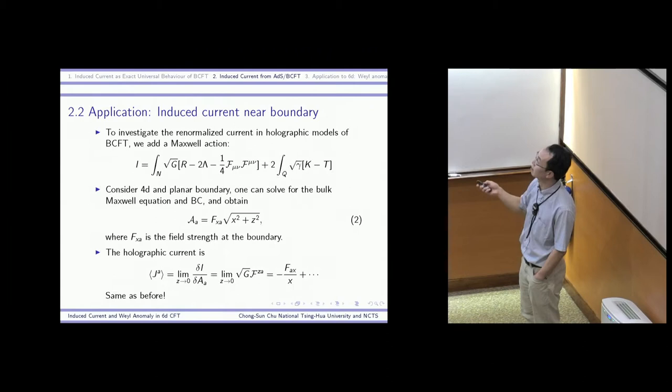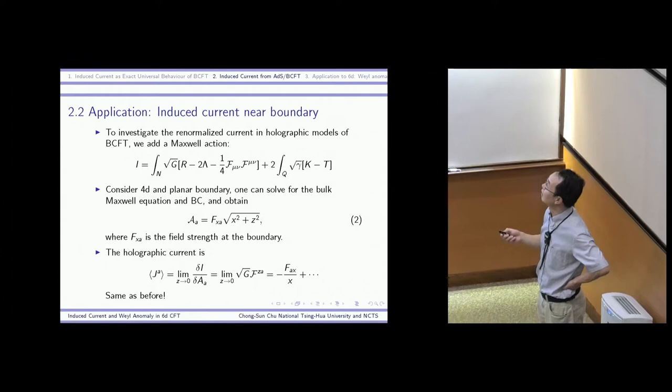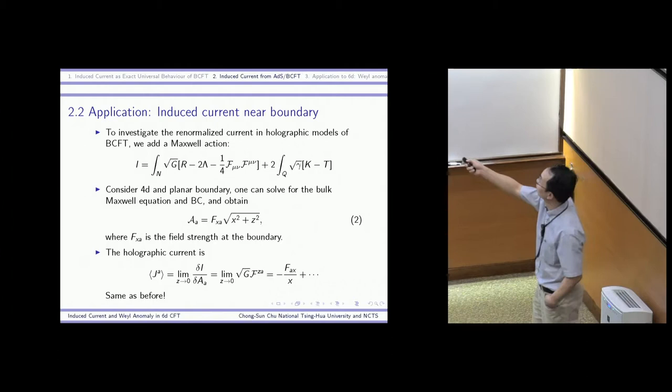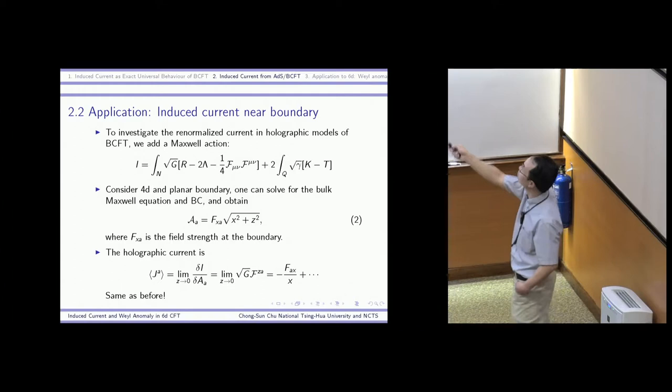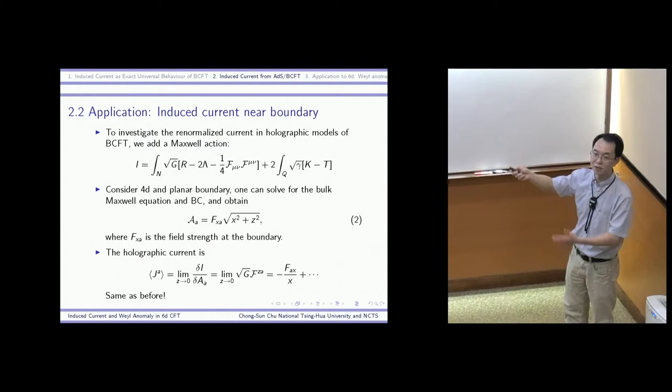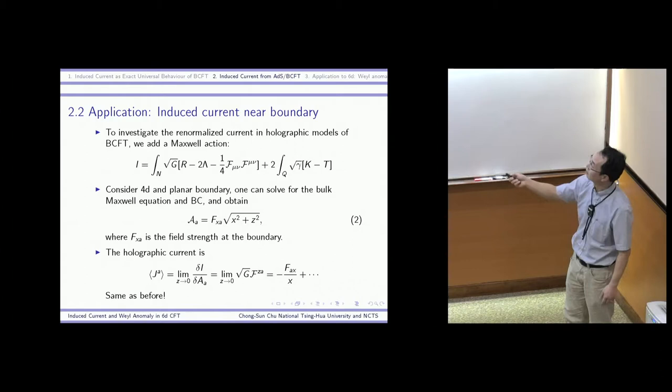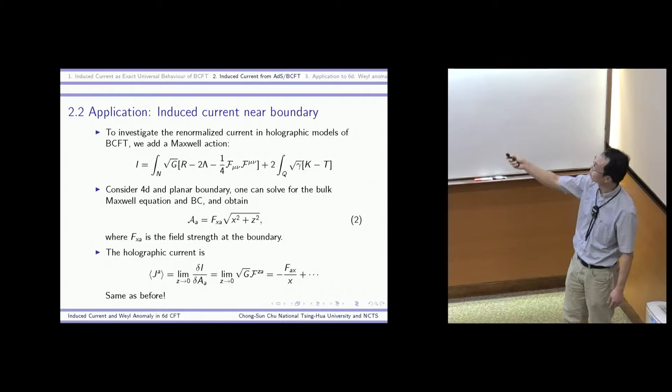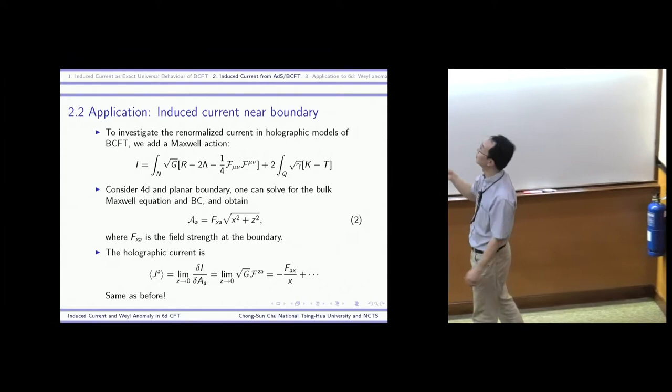So now we are ready. We can use that to look at the current. At the boundary, you turn on a background gauge field. In the bulk, we extend it, and for example, this is five dimensions, so we have a five-dimensional Maxwell term here. The idea is very simple. We just solve the Maxwell equation in this spacetime with boundary, and then look at the response of the effective action with respect to the boundary variation of A. That's the current, as in standard AdS/CFT. I didn't put the units here. If you put in the Newton constant and units, then there will be a coefficient in front. So this is exactly what we find in field theory.